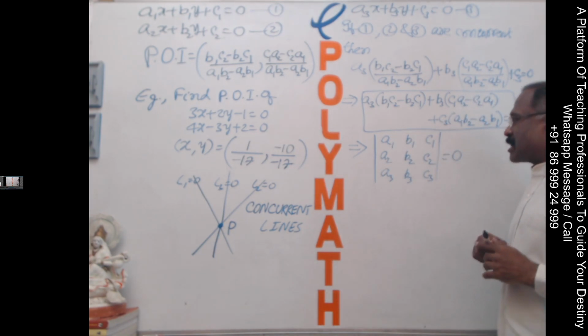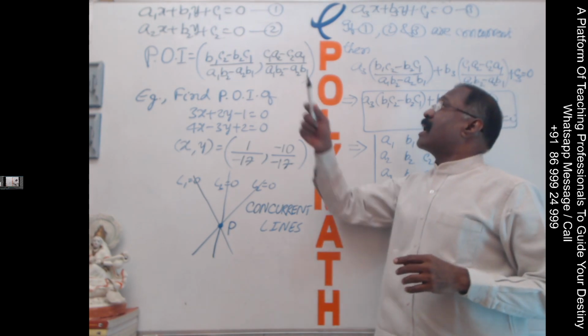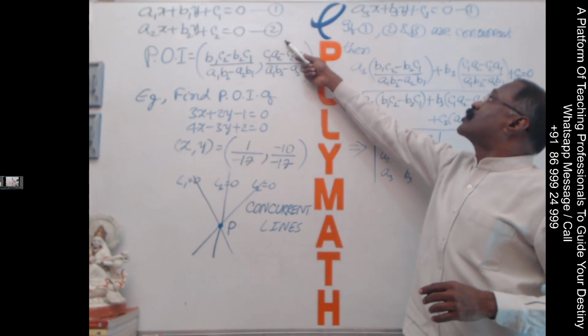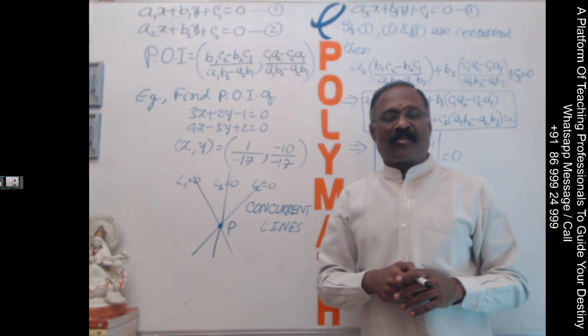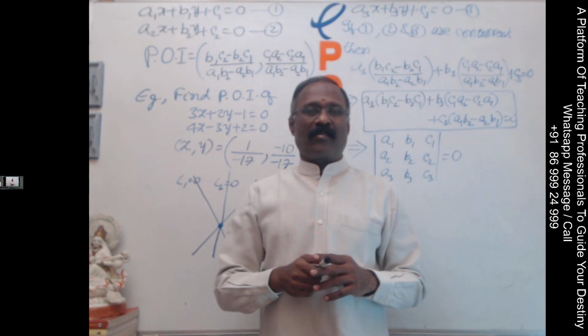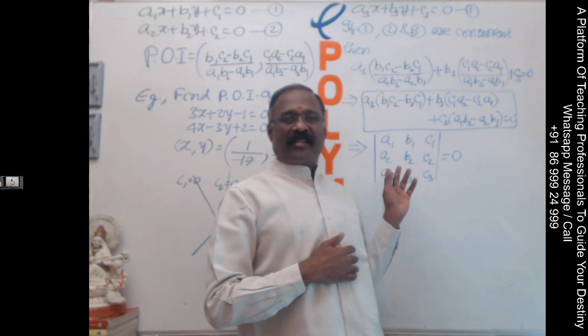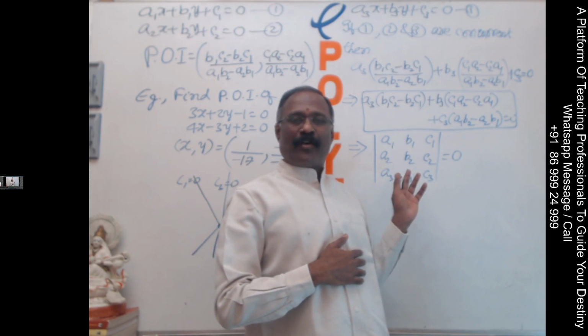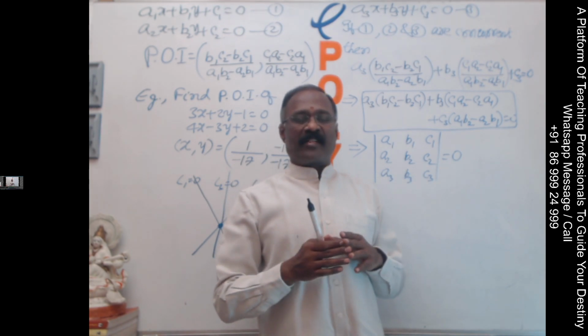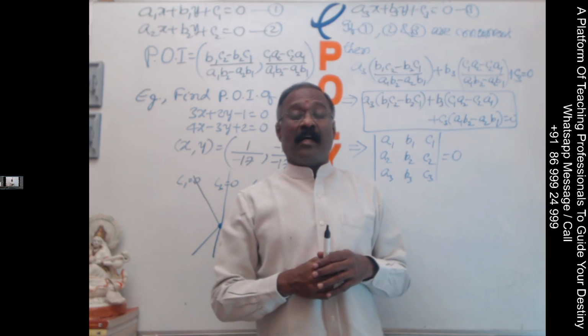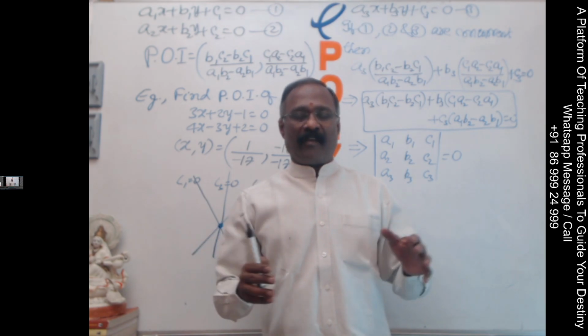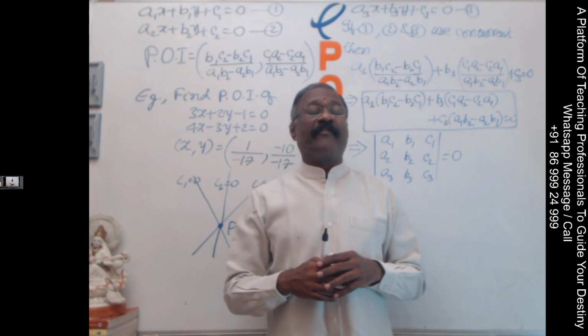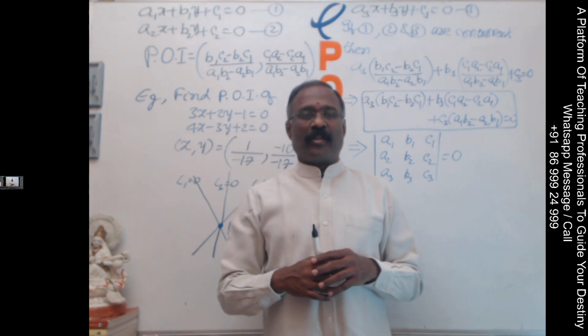That's what it is. So, if three lines are concurrent, 1, 2 and 3, simply find out the determinant of the coefficients in the same order: A1, B1, C1, A2, B2, C2, A3, B3, C3. If the determinant is 0, we say that those three lines are concurrent. Very simple verification, very simple condition to be remembered.